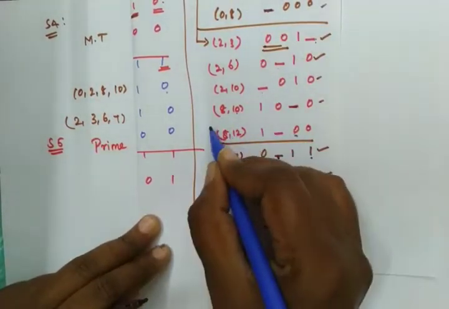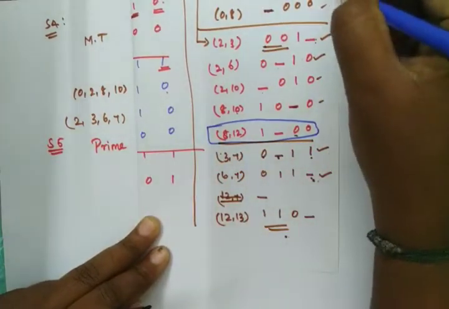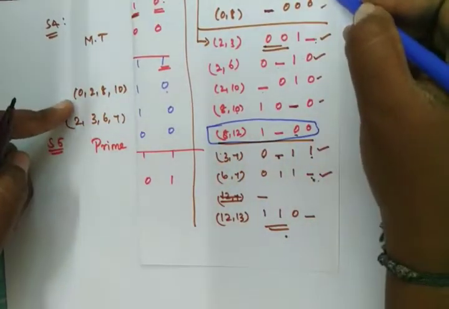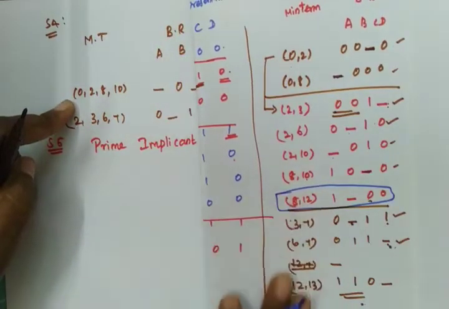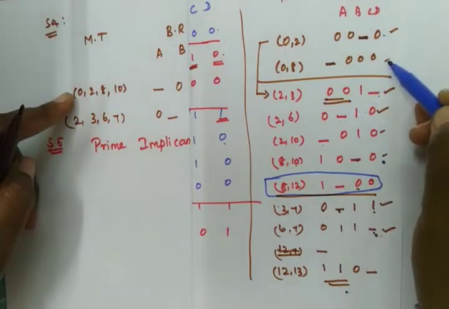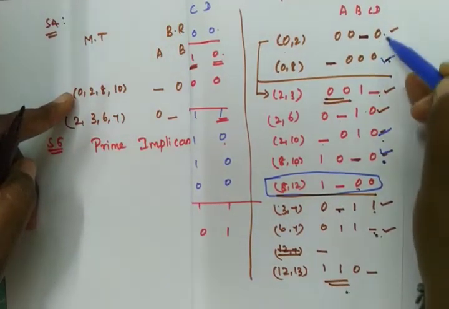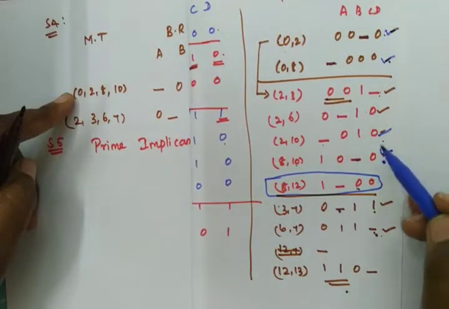So here this 8, 12 we have not matched anywhere. See 0 to 8, 10, now cross check. We can cross check this. 0 to 8, 10, and again 0, 8, 2, 10. Both are the same. That's why we have given this tick mark here. 0 to 8, 10 and 2, 10, 8, 10.